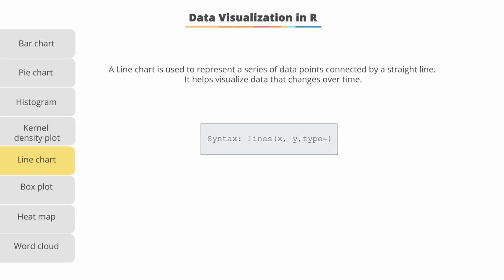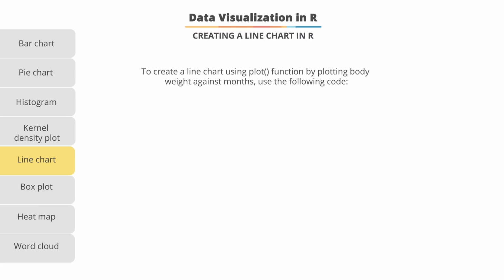And a line chart is used to represent a series of data points connected by a straight line and helps visualize data that changes over time. So what does that look like? Well, we wanted to create a line chart using the plot function by plotting body weight against months.